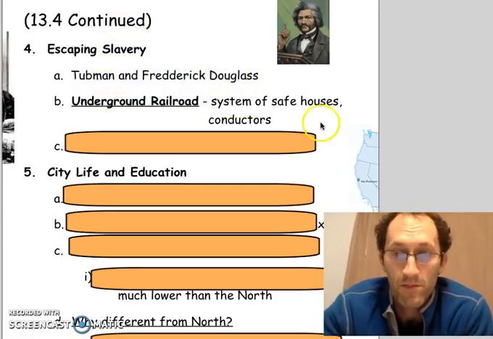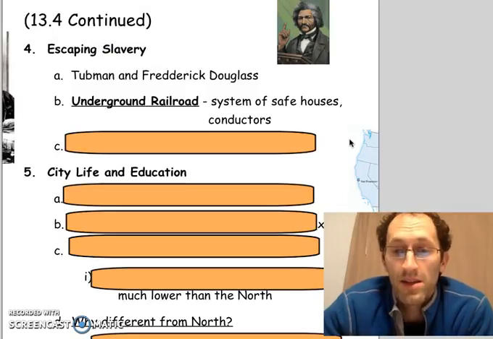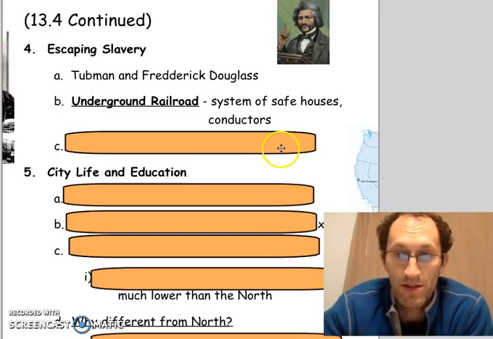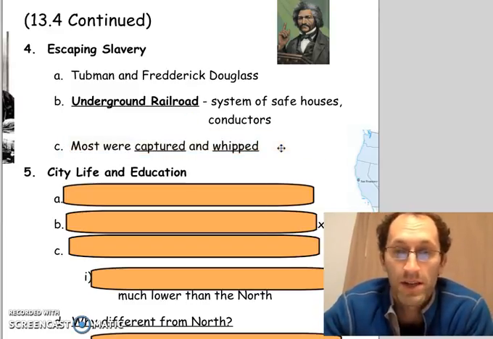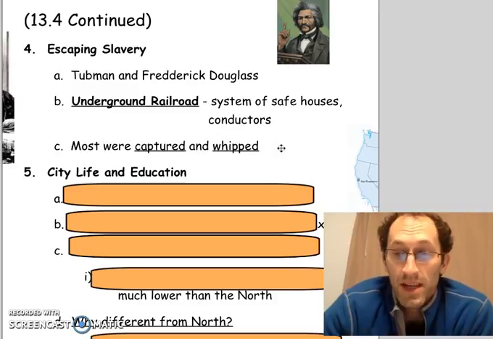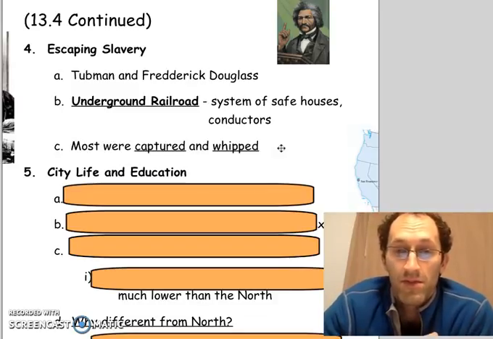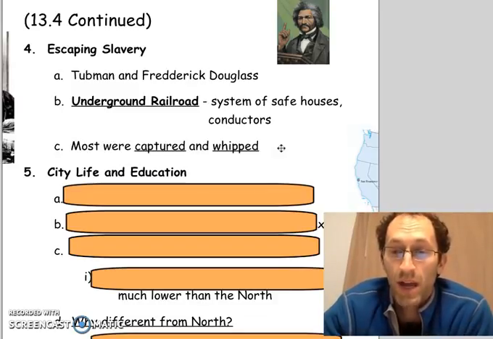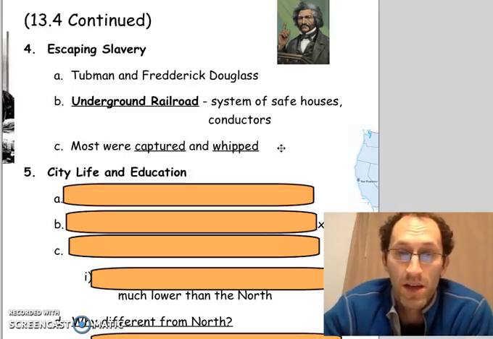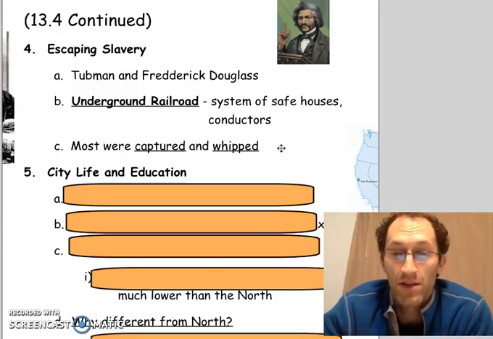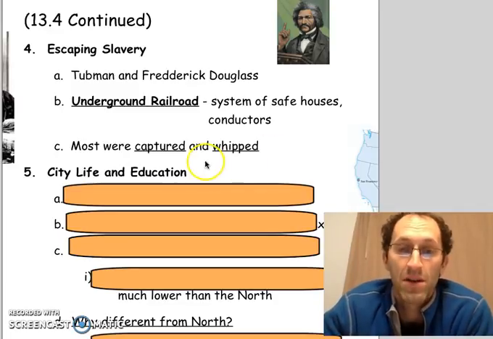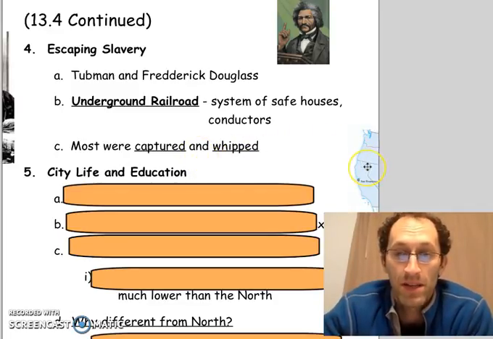Okay. The people who ran the Underground Railroad, or the safe houses, were called conductors, and obviously the slaves were called the passengers. All right, final point. Here's the thing. Most people were actually captured trying to use the Underground Railroad, and most were whipped. Maybe not the railroad itself, but those that tried to escape were mostly captured and whipped as punishment.